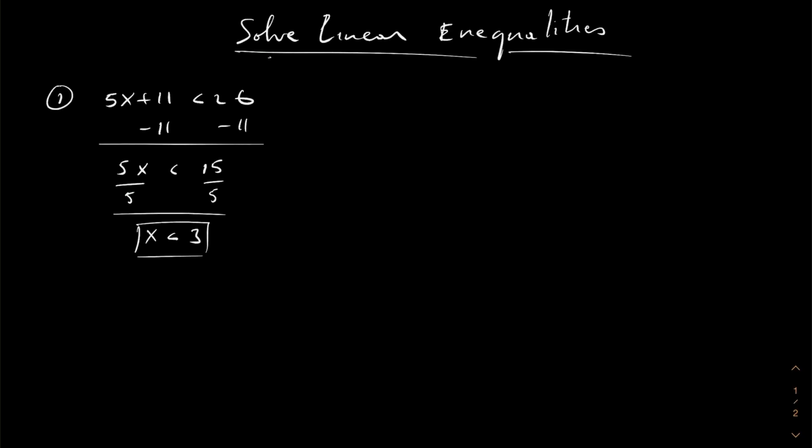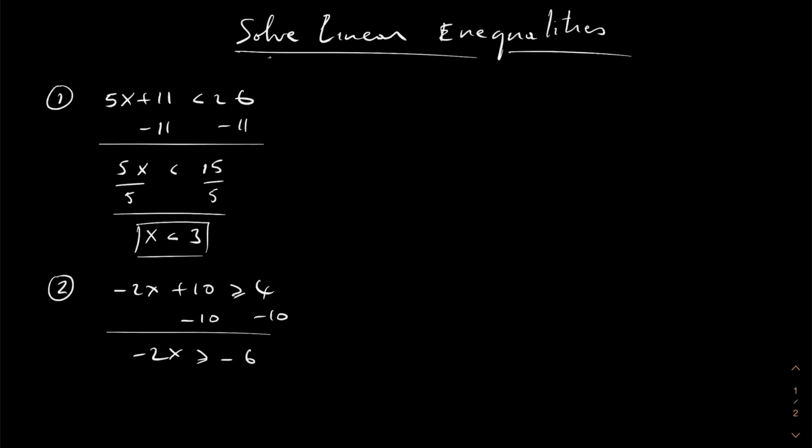Sweet and simple, very quick. Let me give you a second one here. We're going to have negative 2x plus 10 bigger than or equal to 4. And so now you're going to have to do minus 10 on both sides. And after that, you're going to get yourself a negative 2x bigger than or equal to negative 6.